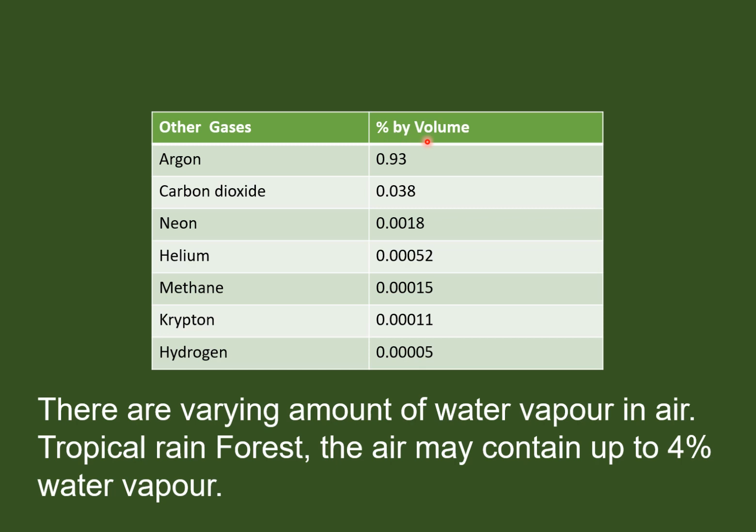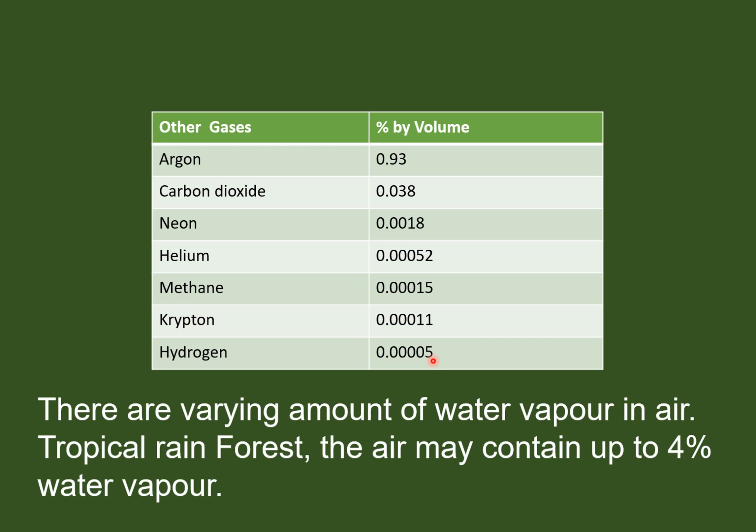Argon 0.93%, carbon dioxide is 0.038%, neon 0.0018%, helium 0.00052%, methane 0.00015%, krypton is 0.00011%, hydrogen is 0.00005%. Hydrogen has the lowest percentage in the air.